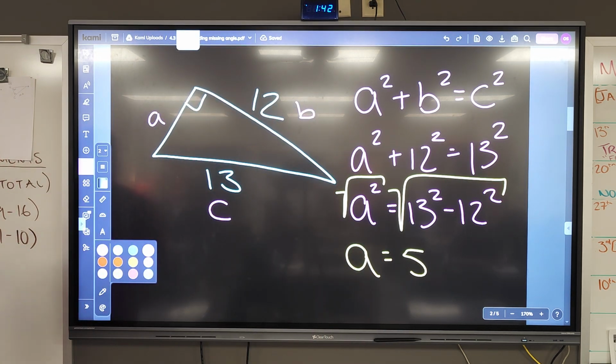Okay. Do you have to use the Pythagorean theorem? No, you don't have to use the Pythagorean. You can use the trig function. Like I said, there's a bunch of options to get the same answer.